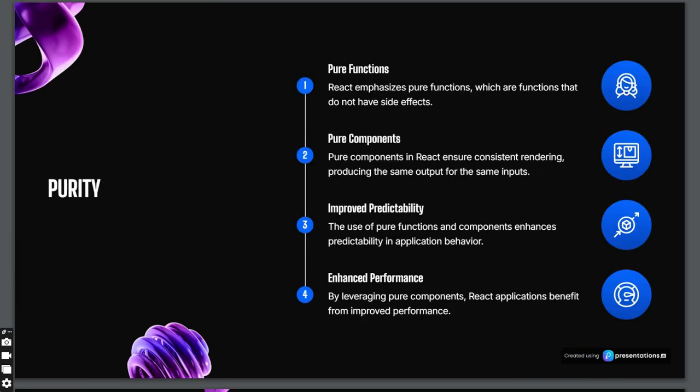Next, pure functions. React components are generally pure functions, meaning they produce the same output for the same input and avoid side effects. Pure components make React applications predictable, efficient, and easier to debug, as the same component will always render the same way under the same condition.